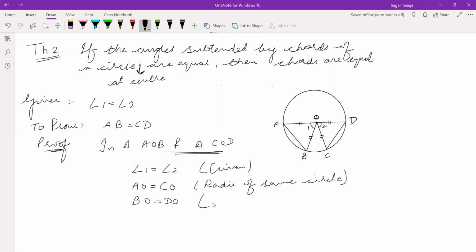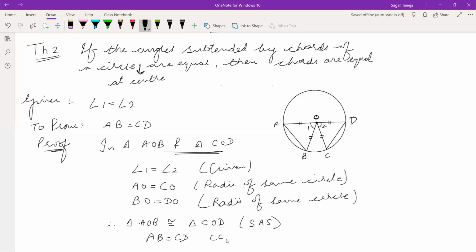As these two theorems are very easy to prove, you just have to keep this theorem in your mind. So therefore, triangle AOB is congruent to triangle COD by SAS congruence criteria. Side, angle, side. So very easy. By CPCT, you can write that AB and CD are equal. The chords are equal. It is proved by CPCT. Hence proved.